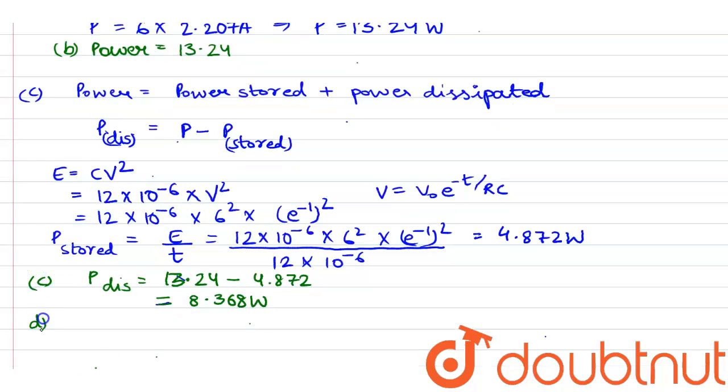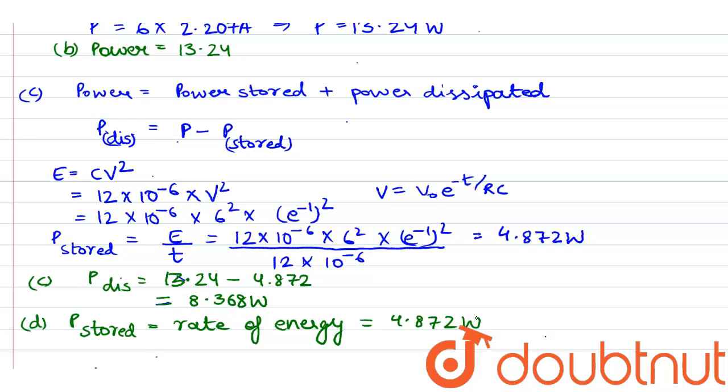And lastly, we have D part, which we have already solved and we didn't realize. So here is the energy. And when we talk about the energy, it gives us the power, the rate. In the question itself, we were asked for the energy stored in the capacitor, at what rate it is increasing. So we have P stored, which we have calculated, and that is going to be our answer for the D part. So P stored is equal to the rate of energy at which it was changing. So it is equal to 4.872 watt. This will be our final answer.